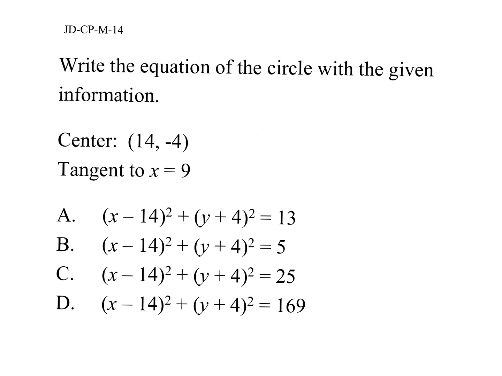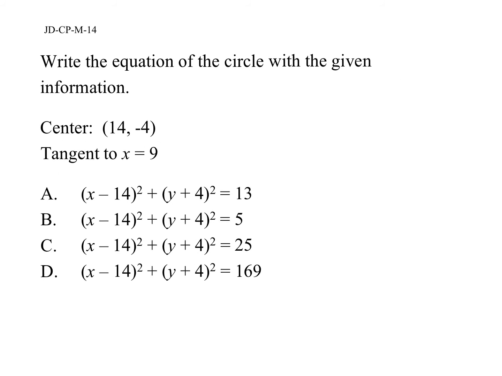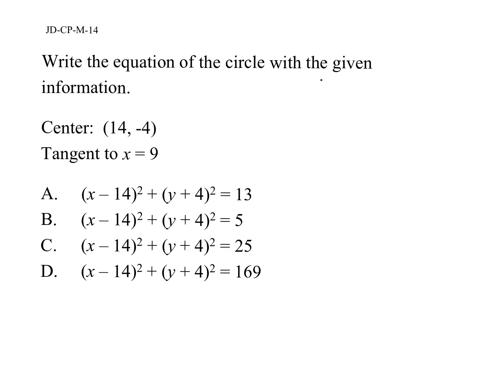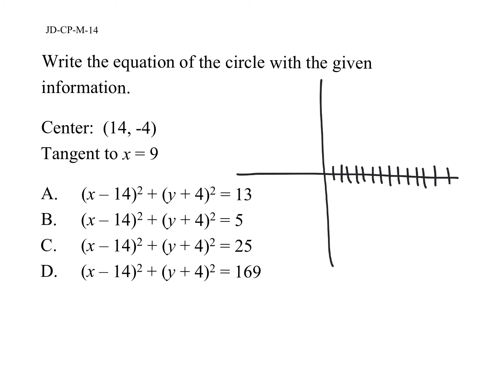Number 14, we want an equation of the circle with this information. So they've given us a center, and then it says tangent to x equals 9. If it's tangent to a point, what that means is that it's actually just barely touching that point. So just sketch this out. So there's the center. It's tangent to x equals 9. Okay, so here's the point 9, 0.